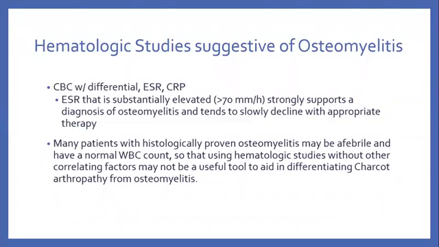Hematologic studies suggestive of osteomyelitis: you always want to get your CBC with differential and your ESR and CRP. Remember that an ESR that is substantially elevated, over 70 millimeters per hour, strongly supports a diagnosis of osteomyelitis and tends to slowly decline with appropriate therapy. Many patients with histologically proven osteomyelitis may be afebrile and have a normal white blood cell count. So using these hematologic studies without other correlating factors may not be a useful tool to aid in differentiating Charcot arthropathy from osteomyelitis.